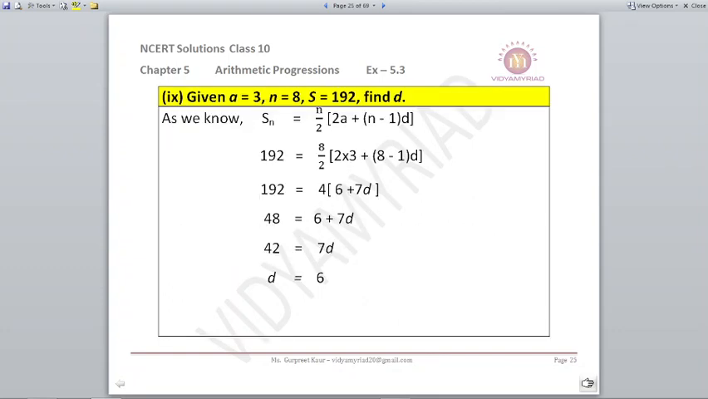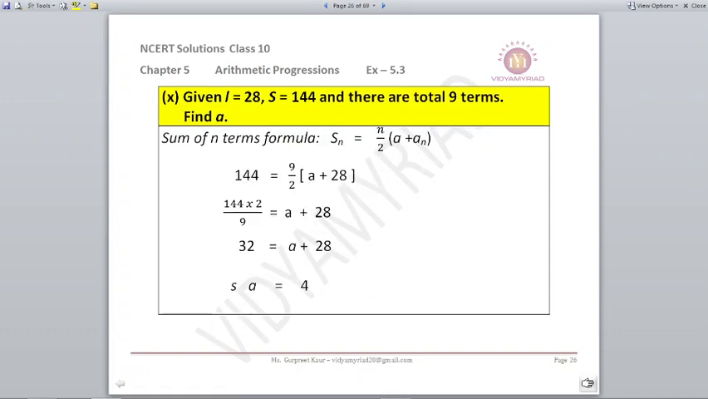Next, a is equal to 3, n is equal to 8, Sn is equal to 192. Find d. Now Sn is given to us, it means 192. So here a and n are there, so that means we can't use the formula of the an series. So we will be applying n upon 2 into 2a plus (n minus 1)d. Now n is 8, 8 upon 2. a we have the value 3. And we can write n minus 1 as 7, 8 minus 1 is 7. We can find out d using this. It comes out to be 6.